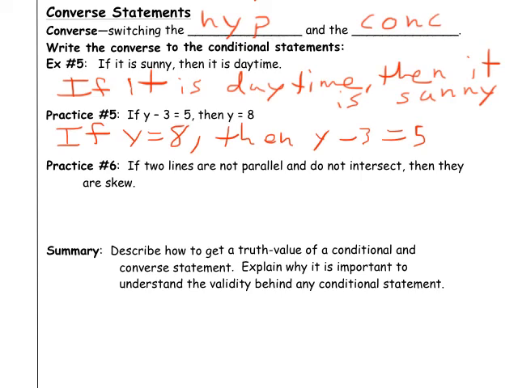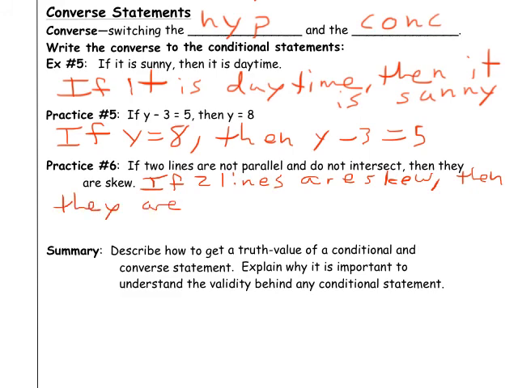Okay, well, let's see what you guys got. You would have had something like this. Like I said, you could just leave the "two lines" part with the hypothesis. That's okay. If two lines are skew, then they are not parallel and do not intersect. If two lines are skew, then they are not parallel and do not intersect. There we go.